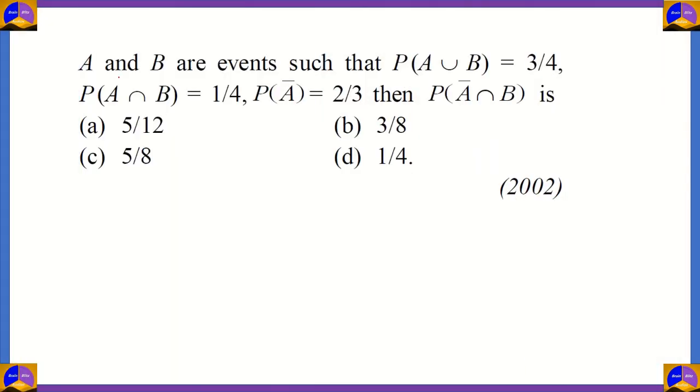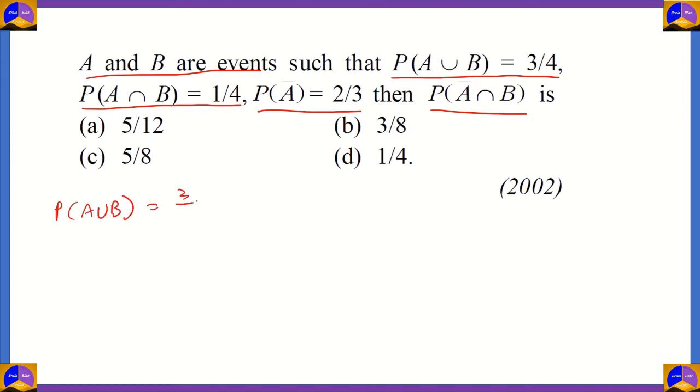This is the next question. A and B are events such that P of A union B is 3 by 4, P of A intersection B is 1 by 4, P of A dash is 2 by 3. Then you need to find the value of P of A dash intersection B. So, in this question, we're given the value of P of A union B, which is 3 by 4, P of A intersection B, which is 1 by 4, and P of A dash, which is equal to 2 by 3.